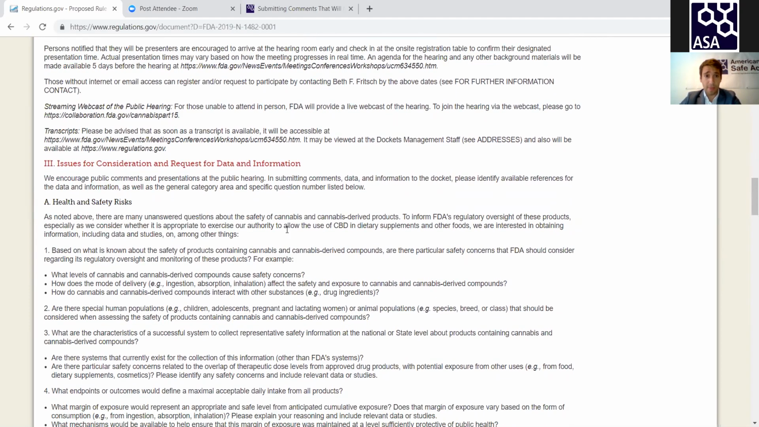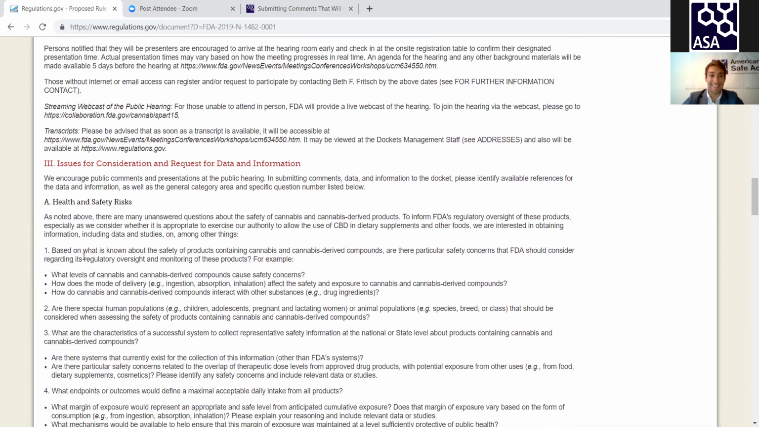So the FDA is posing a number of questions. It's 15 in total when you're looking at subparts. And the first category right here is health and safety risks. So as you can see, the questions that the FDA is asking are very particular and very concise.